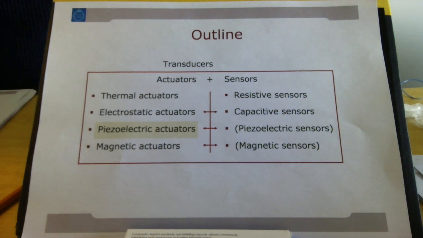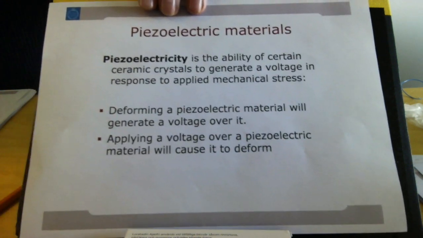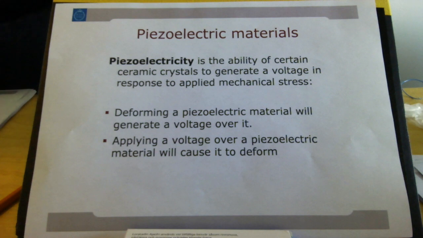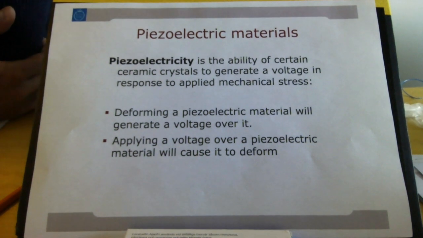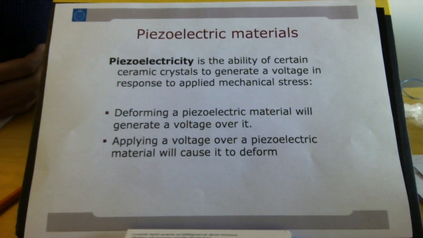The next type of actuators we're going to discuss are the piezoelectric actuators. Piezoelectric actuators are based on piezoelectric materials. And what are those? Well, piezoelectric materials, or materials with piezoelectricity, are ceramic crystal materials that have the ability to transform a strain into a voltage, or a voltage into a strain. So deforming the piezoelectric material will generate a voltage over it, and applying a voltage over the piezoelectric material will cause it to deform.